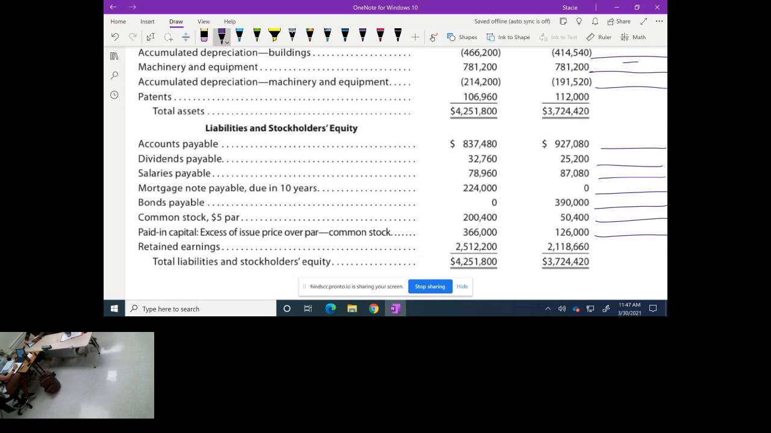All you're doing on there is taking the first column and the second column and taking the difference. The second column is the earlier year. So based on the change between that earlier year and the most recent year, is it an increase or decrease, and what amount is it?